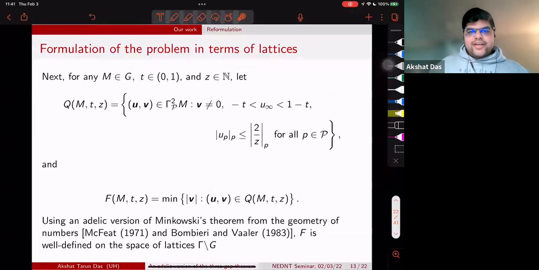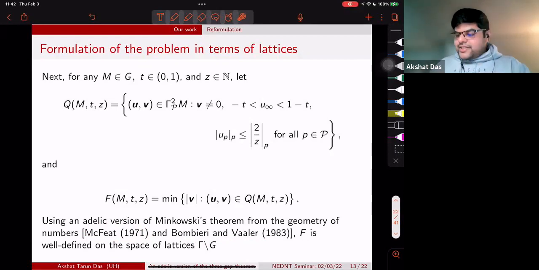Before we go ahead, it is important to make sure that this function f is actually defined, and that it does see some such lattice points. For that, we have an adelic analog of Minkowski's convex body theorem, which was first independently developed by McFeat in 1971, and then later by Bombieri and Vaaler in 1983. This is used to prove that f is indeed well defined on our space of lattices.